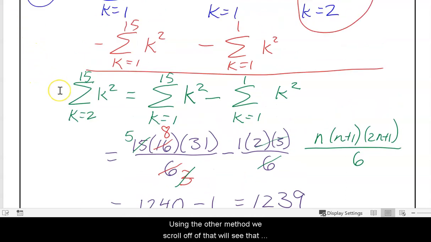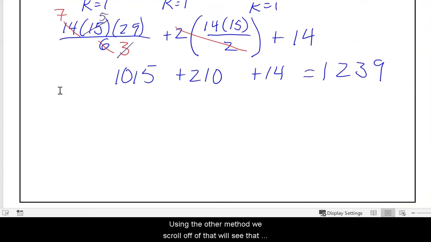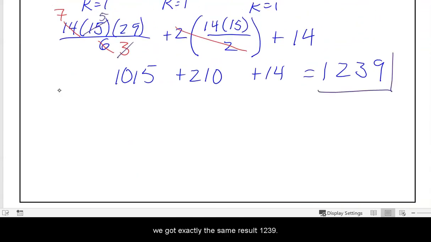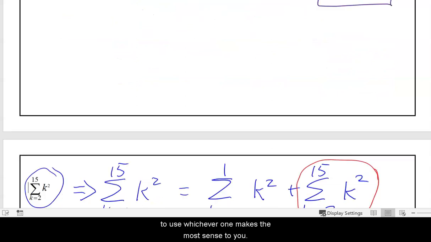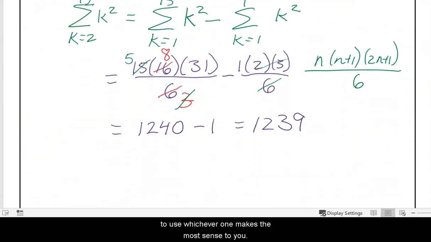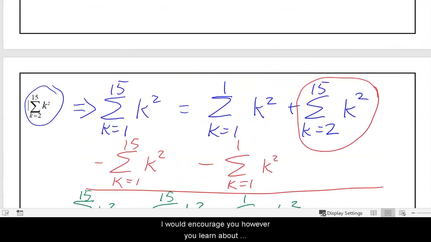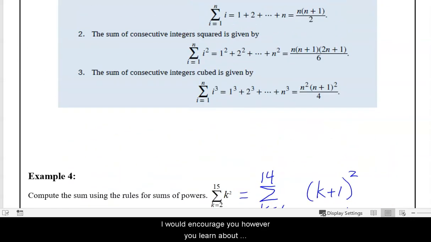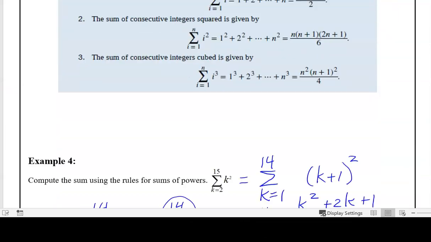Using the other method, if we scroll up a bit, we'll see that we got exactly the same result, 1,239. I don't have a preference on the method. You're welcome to use whichever one makes the most sense to you. I'll never ask you to use just one. I would encourage you, however, to learn about adjusting the limits of summation because this is a technique you will need in calculus too.